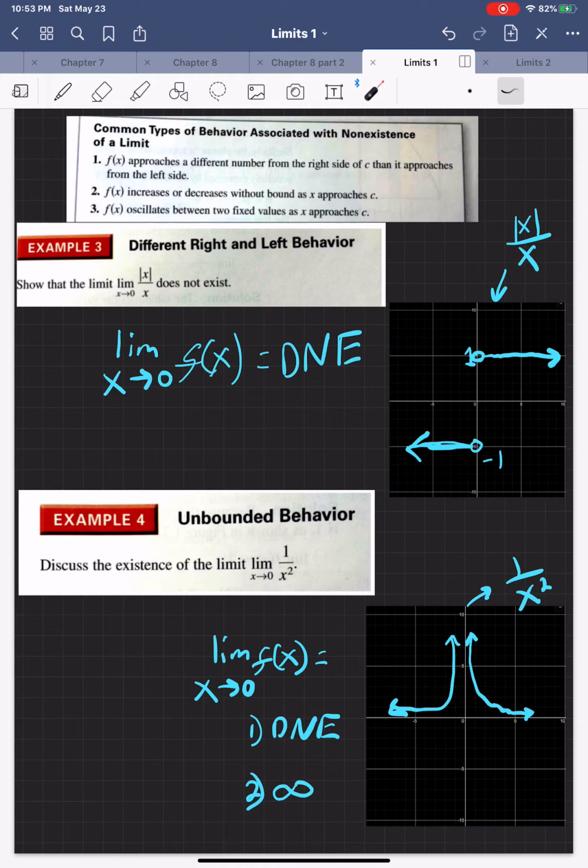All right, so I'll read it to you. If f of x increases or decreases without bound, that's what we mean. If you're going up to infinity, you're increasing without bound as x approaches c. That would tell you your limit does not exist. Just remember, it has to approach the same number from both sides. The last situation that we run into when limits fail to exist is if your graph is just oscillating back and forth between two fixed values as x approaches c. Let me make sure you understand.